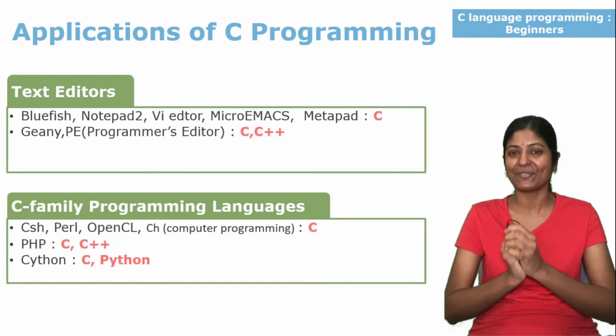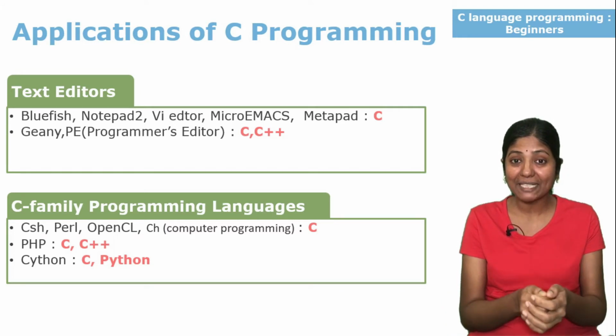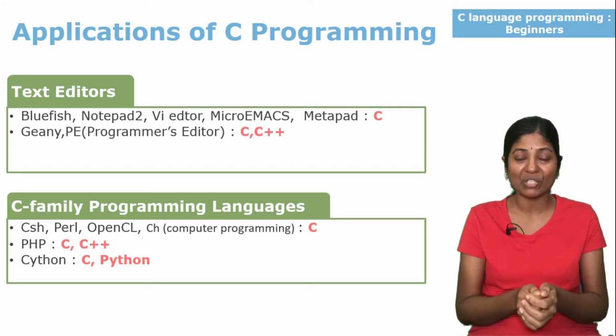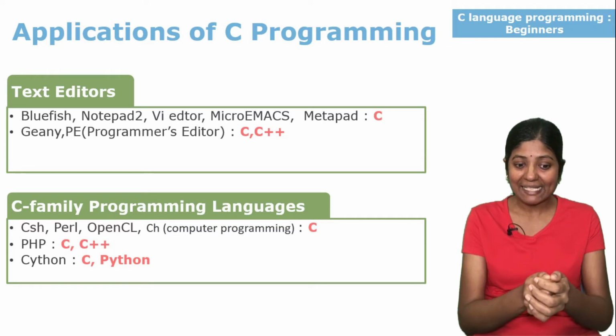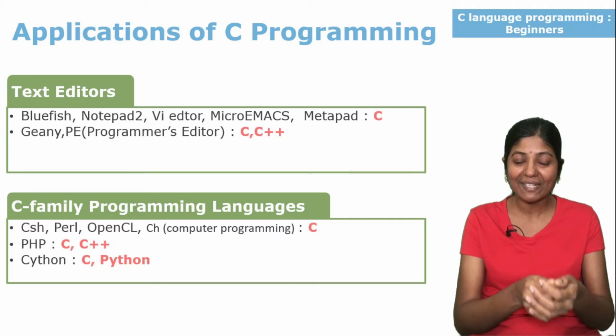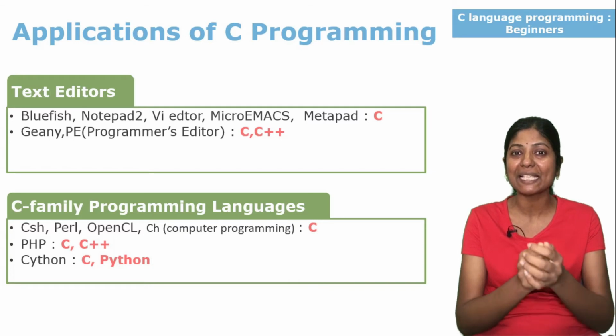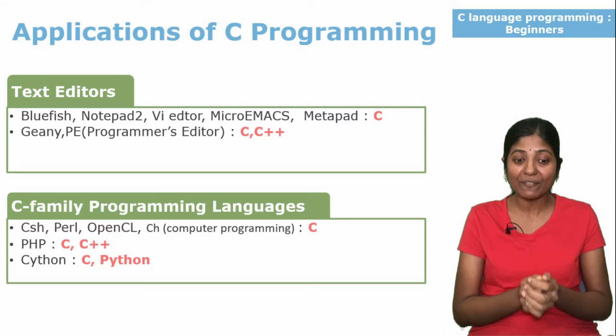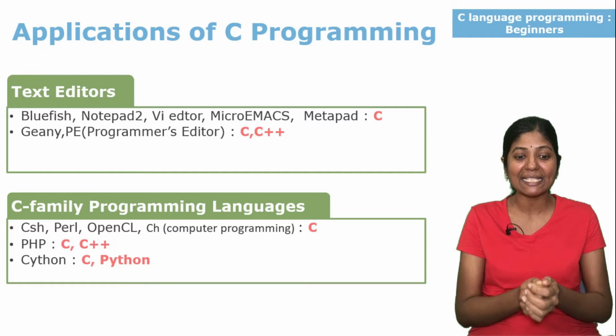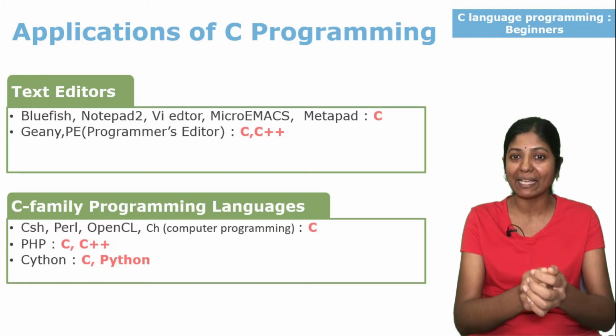Here are the examples for that. Like C Shell, Perl, OpenCL, CH, PHP and Python. All these languages were implemented using C language. That's why we call these languages C family programming languages.